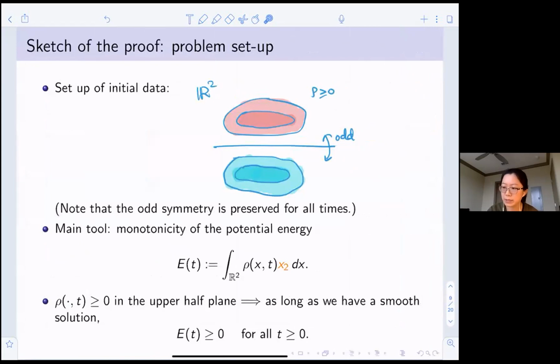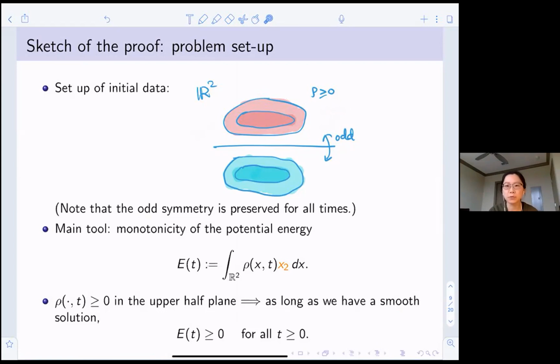So this is our result, and let me briefly mention the idea of the proof, which uses a completely different approach from all the previous small scale formations. Actually, I would say the proof is simpler, but it only works for equations that are driven by gravity. As I described, the initial data is odd in x2 and non-negative in the upper half plane. One can easily check that the odd symmetry in the x2 variable is preserved for all time, which means that at all later times we have something non-negative on the upper half plane and non-positive on the lower half.